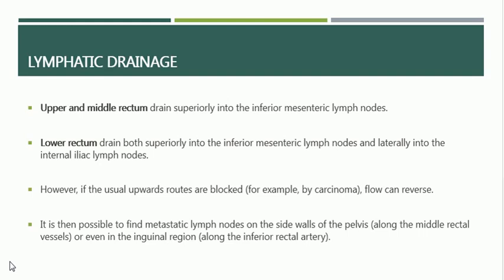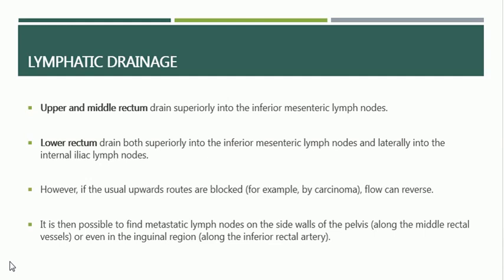However, if the usual upward routes are blocked, keep in mind that it is the upward lymphatic drainage which is important. The main lymphatic drainage of the rectum is upwards, especially for tumors of the upper third and middle third of the rectum. Its main drainage is upwards into the inferior mesenteric lymph nodes. It is the lower third which also drains into the internal iliac group of lymph nodes.